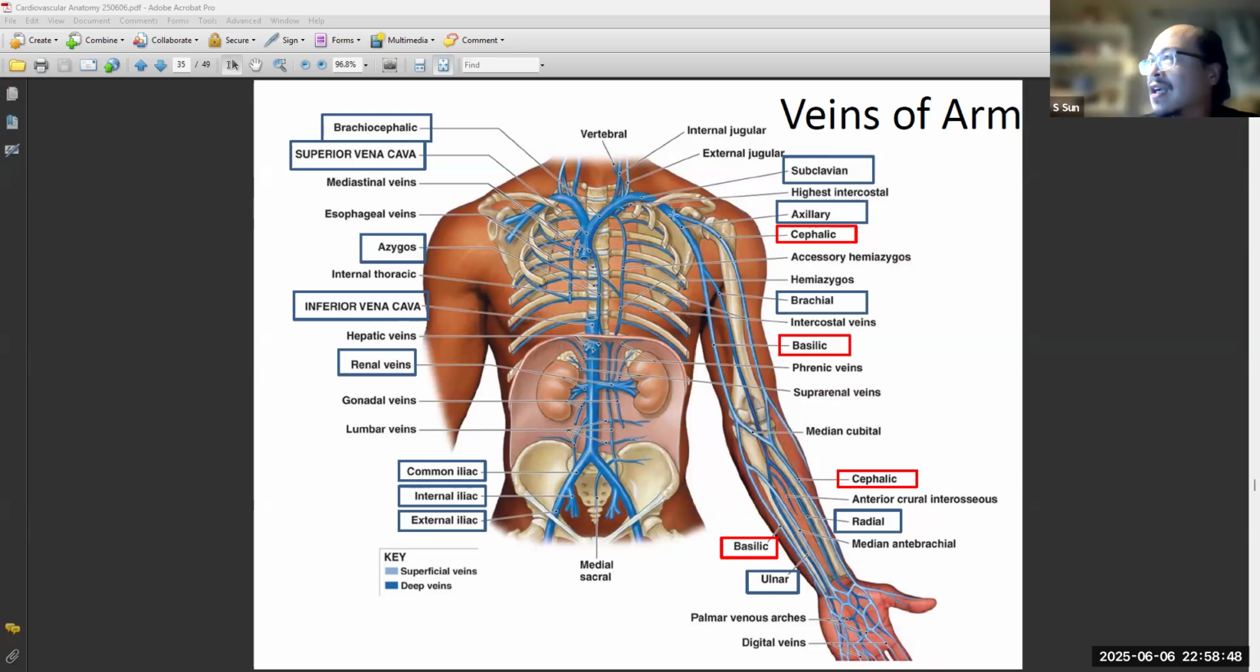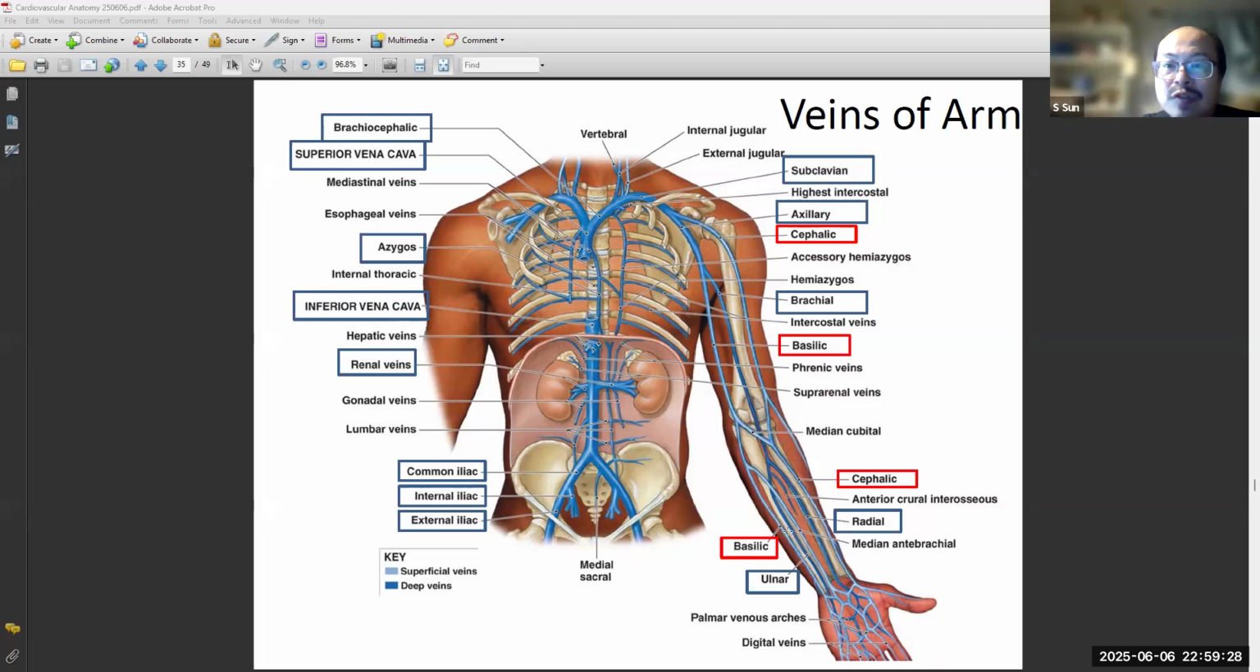The subclavian goes underneath the clavicle. After leaving the first rib, just like the artery, we call this portion the axillary. For the deep veins, which come side by side with the artery, we will have the brachial. So I use the blue rectangles to box them. Brachial, and then you have the radial and the ulnar. So that is the deep vein.